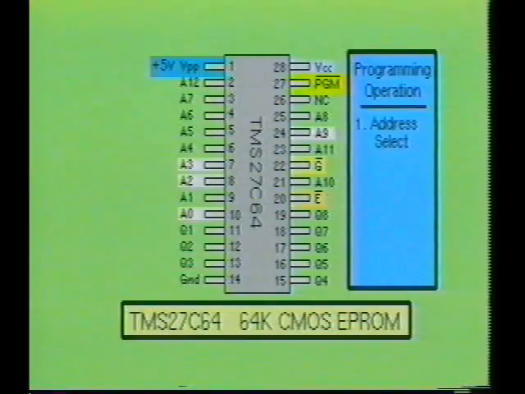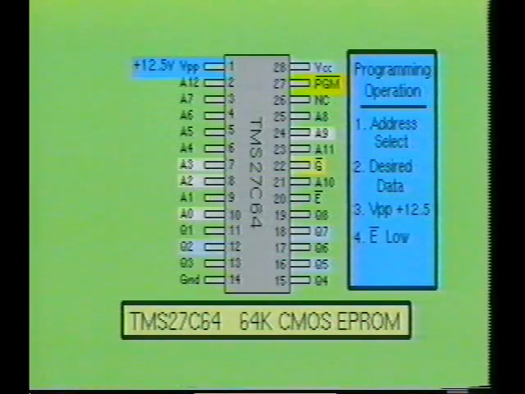The first step in programming this IC is to select the desired address to which the data will be placed. Remember, the address lines are A0 through A12. Next, the desired data to be programmed at this address is placed at inputs Q1 through Q8. As you recall, inputs Q1 through Q8 are used for both input and output operations. Next, the power supply pin VPP is increased to its programming voltage of plus 12.5 volts.